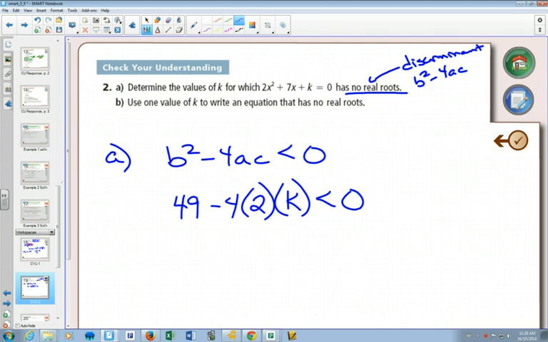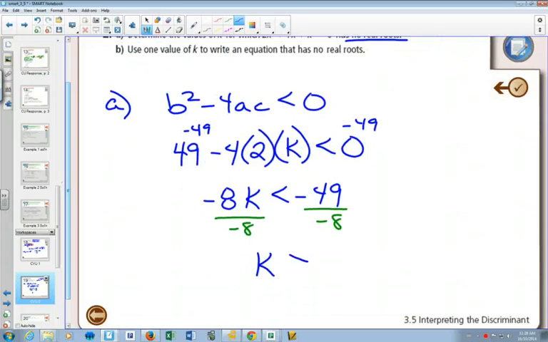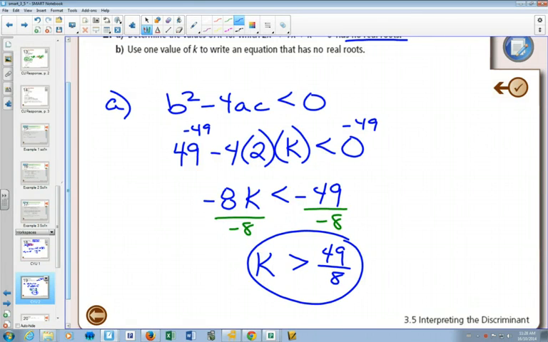So here, if I want to get k by itself, I can do that by moving the 49 to the other side by subtracting 49. When I subtract 49, I do not have to switch the sign. It still is a less than sign. But when I divide by negative 8 in this next step, whenever you multiply or divide by negative, we have to switch the sign. So any value of k bigger than 49 over 8.